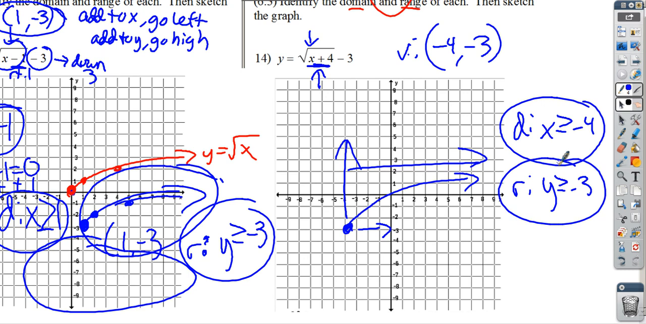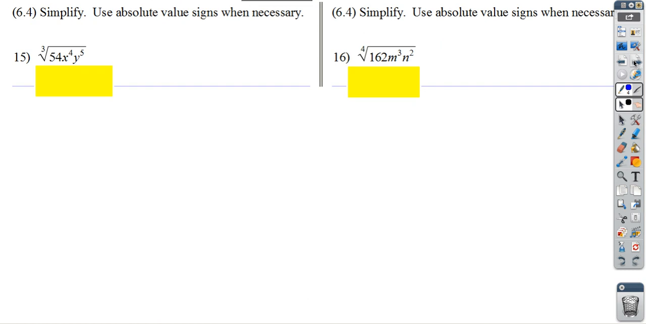So that is section 6.2 and 6.3, and in the next section we'll start talking about 6.4 and following, which is where we simplify square roots. So we'll see you in that video.